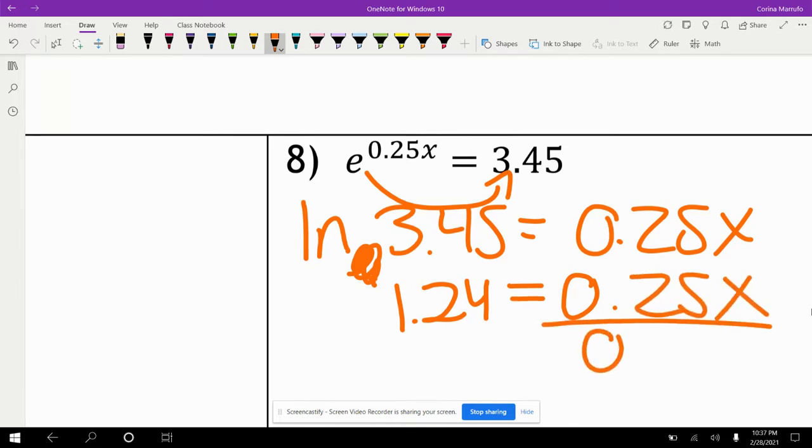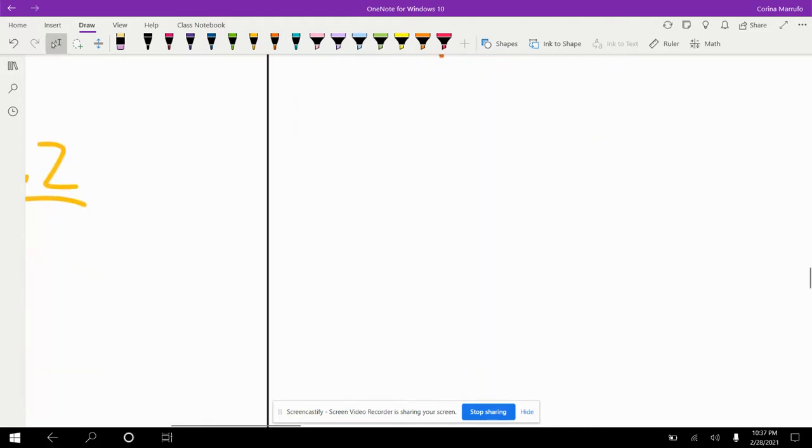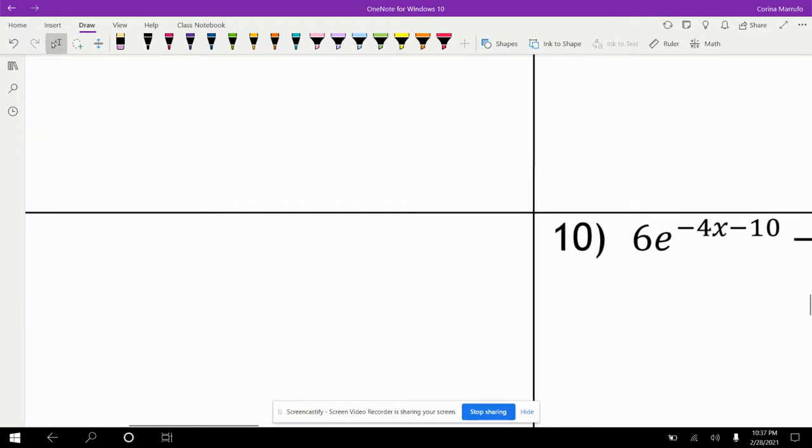So we divide both sides by 0.25. That cancels, and so 1.24 divided by 0.25 gives me 4.95. Okay, let's see what is next.